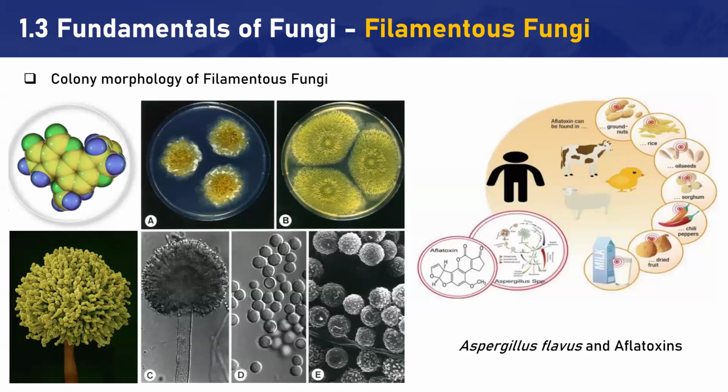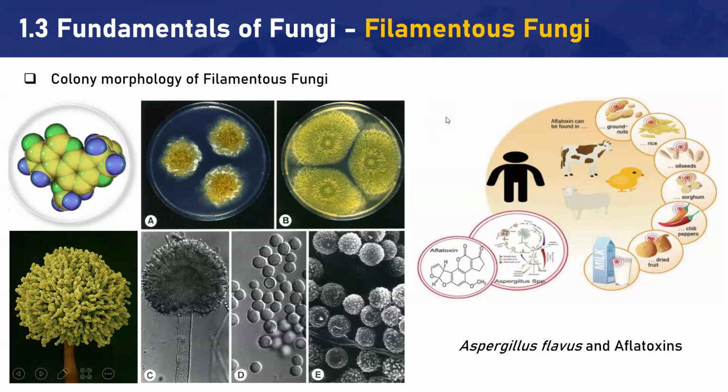In the slide, we can see some types of fungi. I would especially like to mention Aspergillus flavus. Aspergillus flavus is a very popular fungus. This fungus can generate aflatoxins, very dangerous toxins that can cause harm to human health and animal health also.